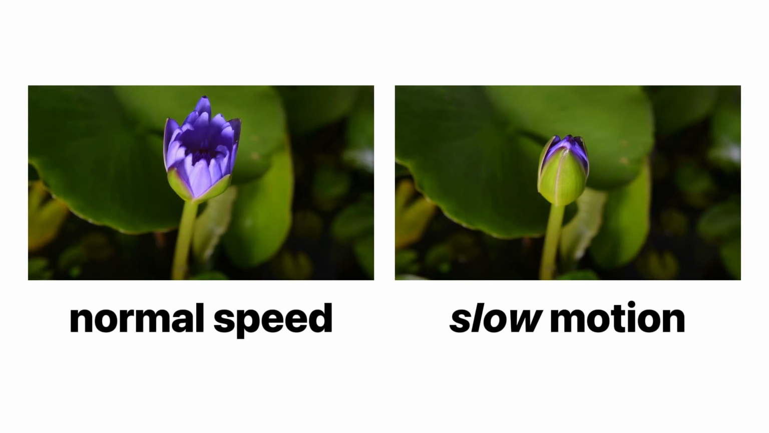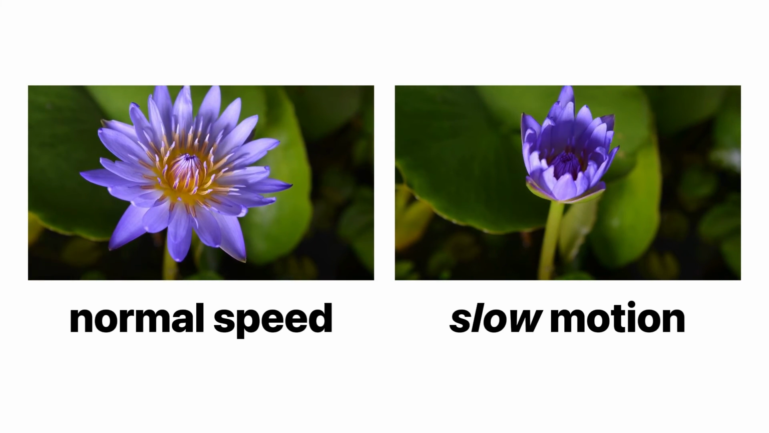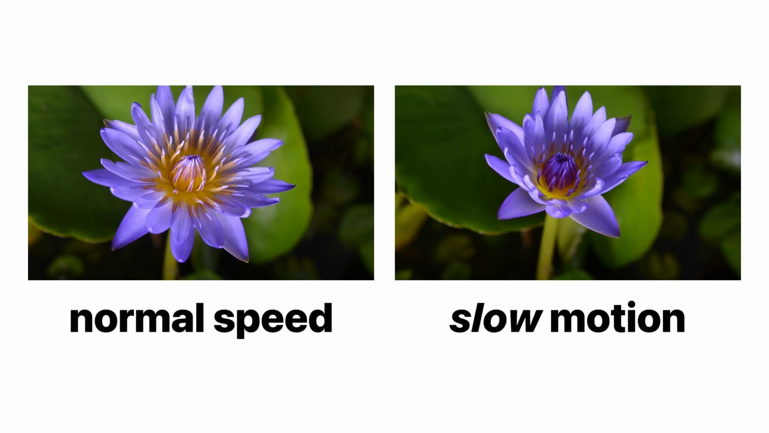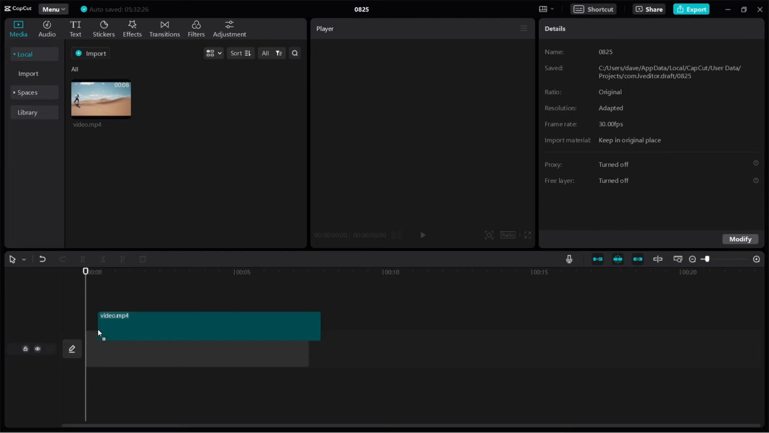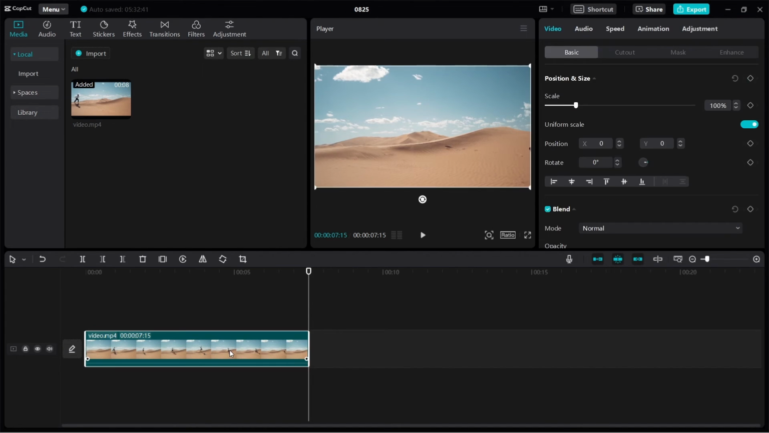If you want to learn how to do slow motion on CapCut, then this video will show you step by step. So let's use this video as an example. To do slow motion on CapCut, there are 2 ways to do it. So I'll show you the first way, which is the easy way. So make sure you click on the video.